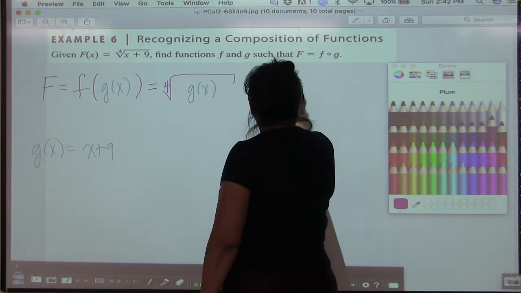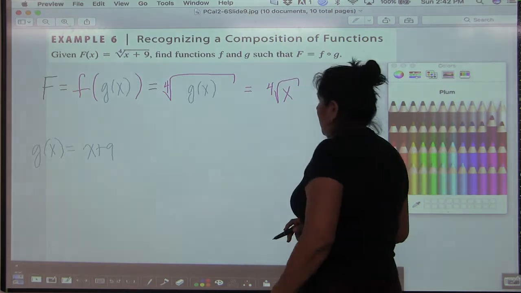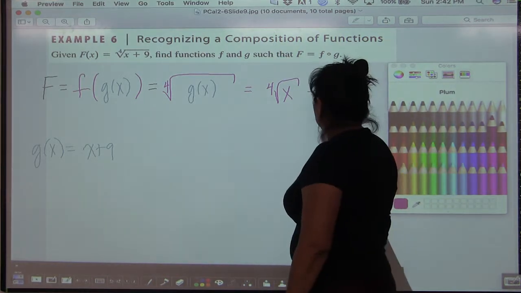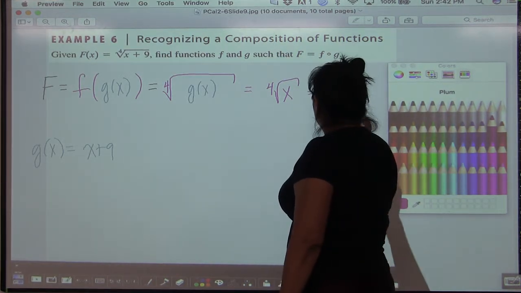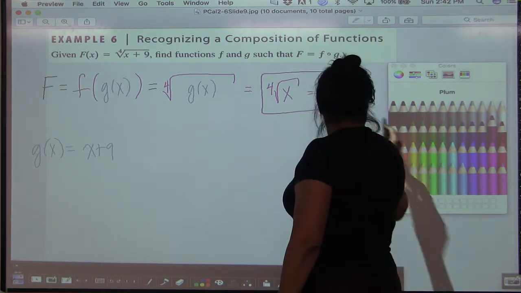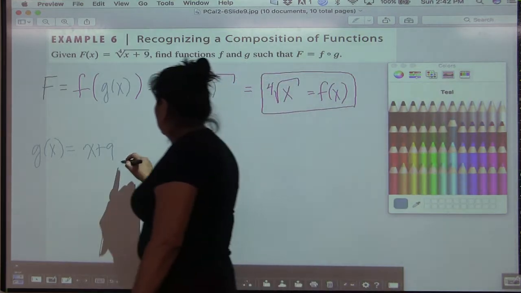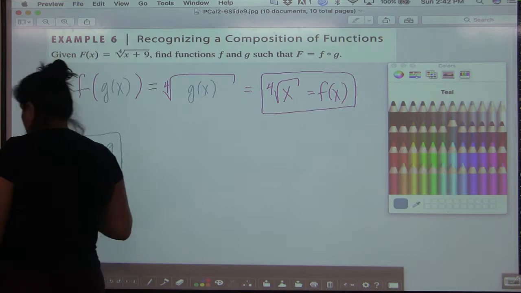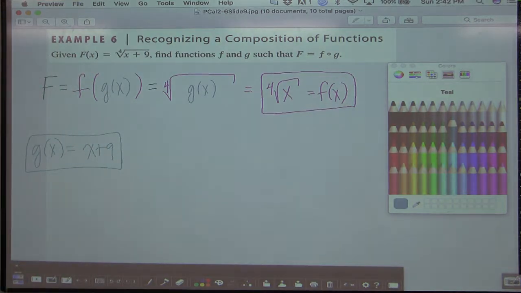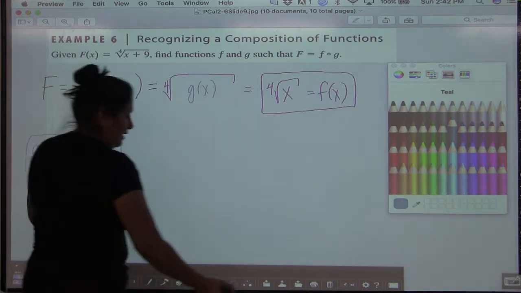So that means that my little f function is the fourth root of x and my inside function is g of x equals x plus 9. And that's basically what it wants: to find functions f and g such that f of g of x would equal the original function. So g of x equals x plus 9 and the fourth root of x for f. So that takes care of that guy.